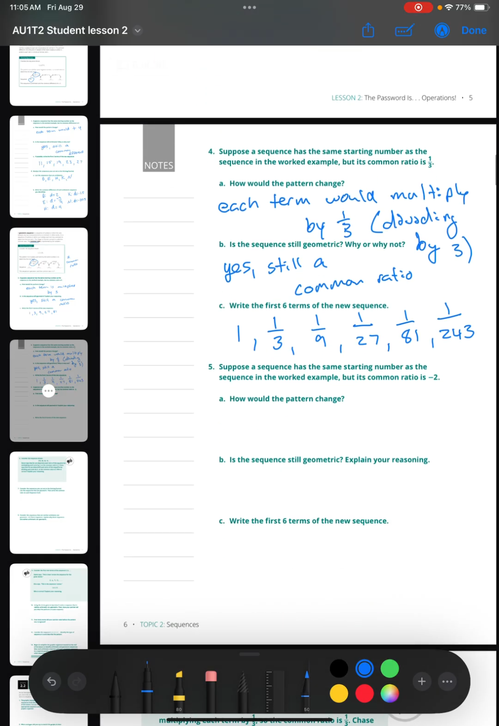Okay, another example, very similar. Suppose the sequence has the same starting number as the sequence in the worked example, but the common ratio is -2. How would the pattern change? So each term would multiply by -2. So is the sequence still geometric? Again, yes. Still a common ratio.